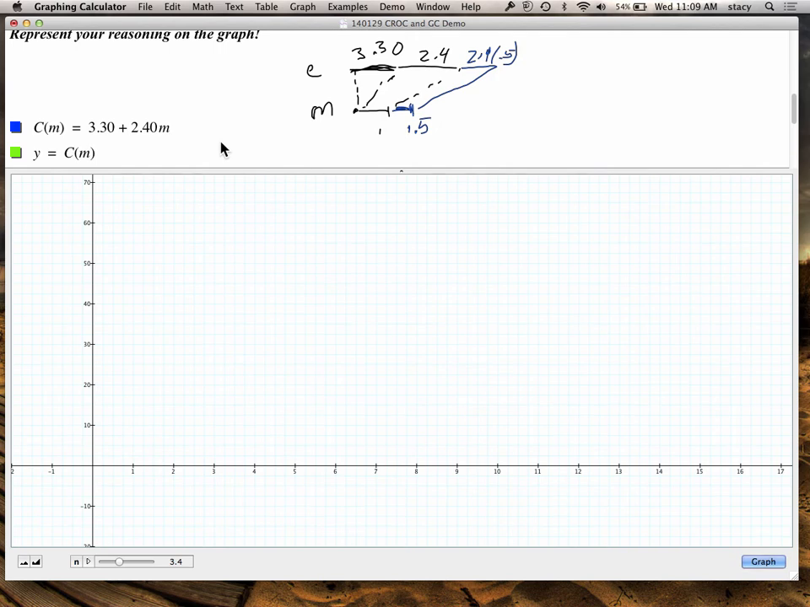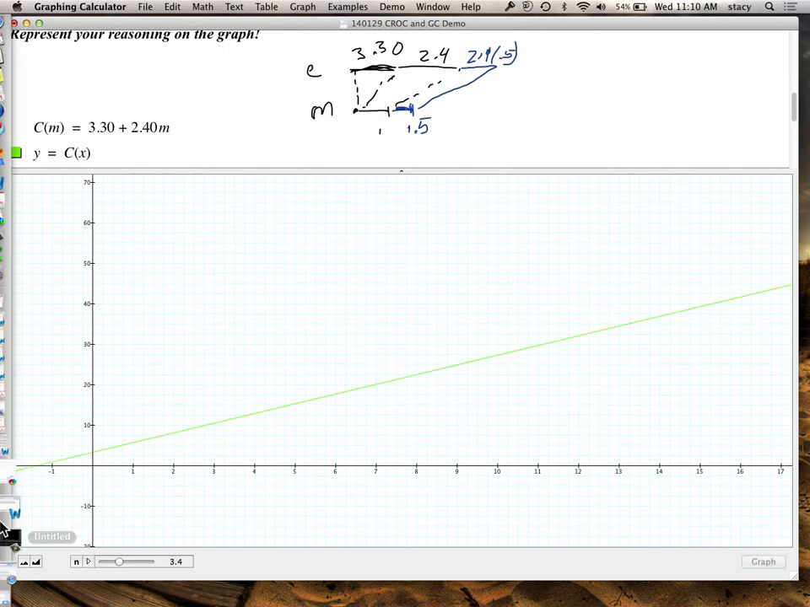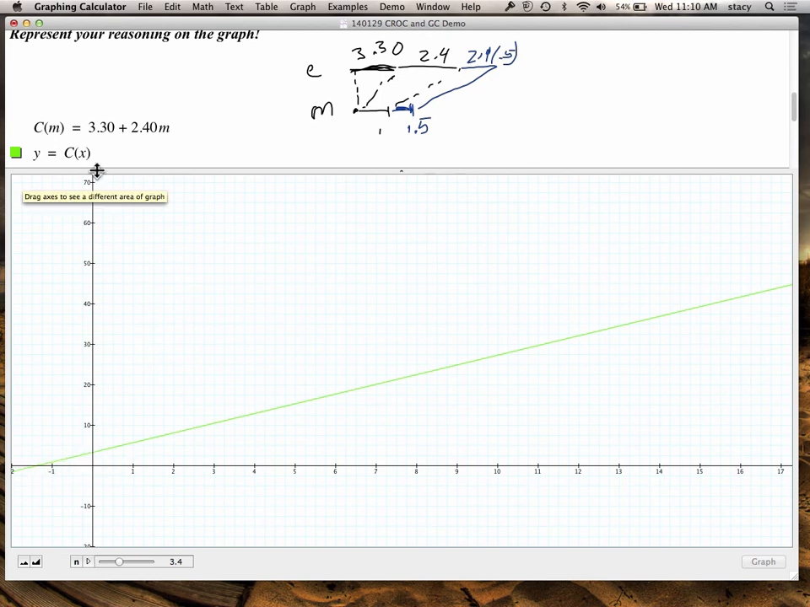What's the value of m? So to us, m is the number of miles. To Graphing Calculator, m is 1. It's a parameter, okay? So it automatically assigns it a value of 1. So I don't want to use m, I want to use x. Now if I press graph, will I get a graph? I will. Bam, there's my graph.